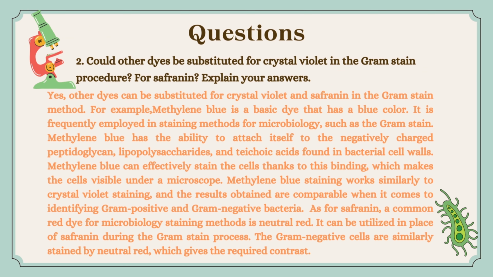Let's look at the second question. Question number 2. Could other dyes be substituted for crystal violet in the gram stain procedure? And for safranin? Explain your answers. Yes, indeed, other dyes can be substituted for both the crystal violet and safranin in the gram stain method. For example, methylene blue is a basic dye that has a blue color, which can substitute for the crystal violet in the gram stain. It works just the same as the crystal violet in the gram staining procedure. As for safranin, neutral red can be substituted. The gram-negative cells are similarly stained by neutral red, which gives the required contrast.